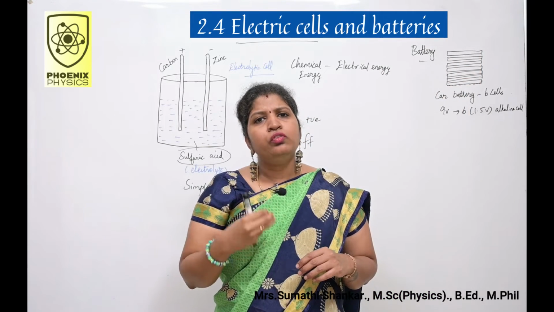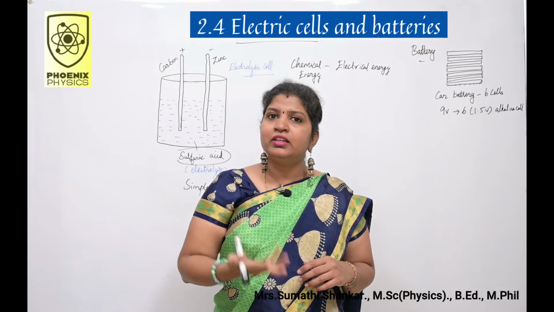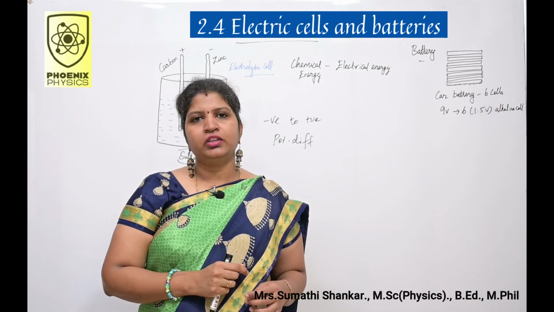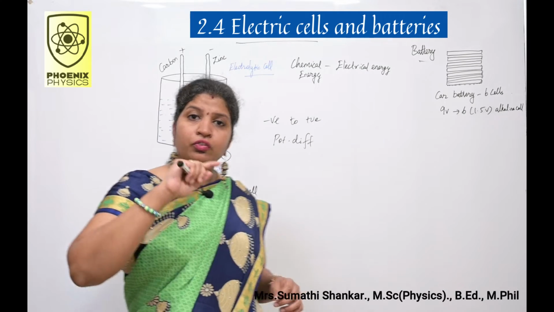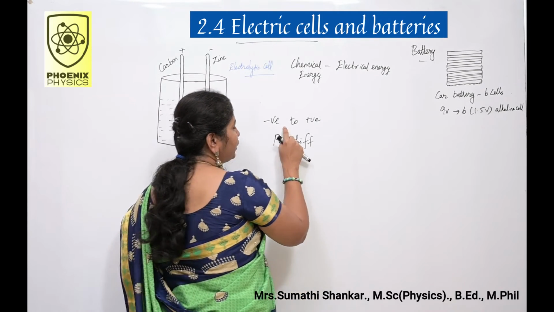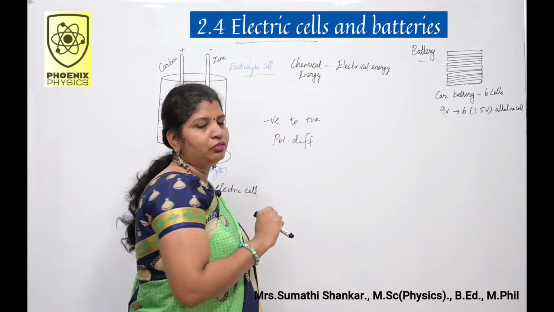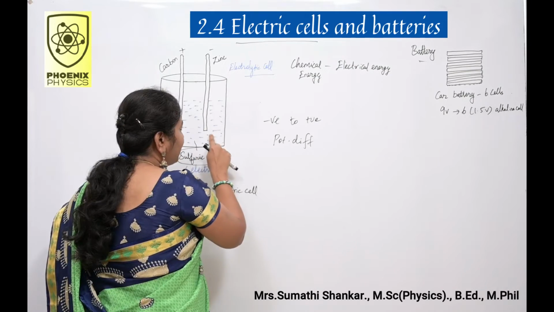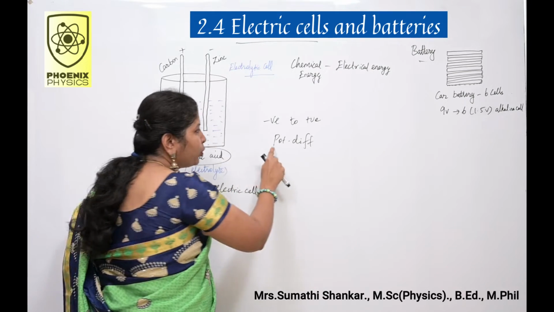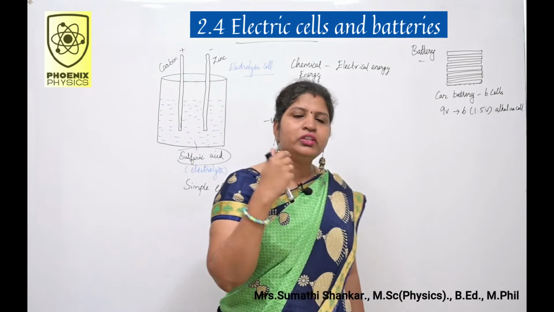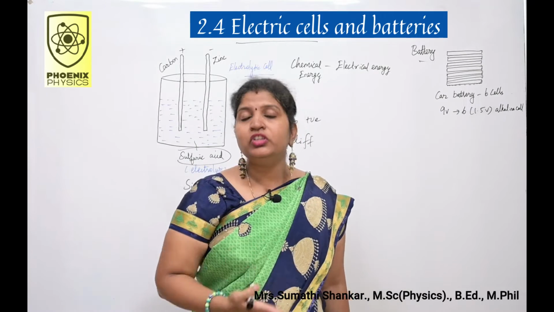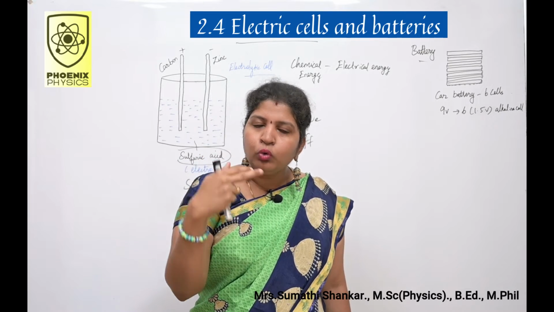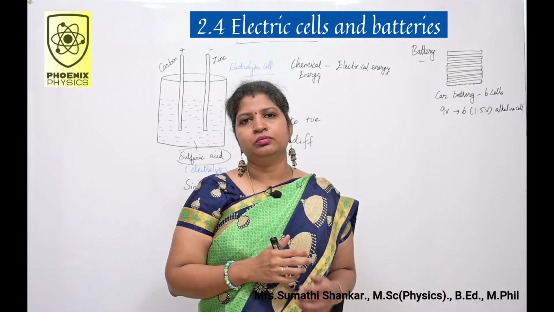Then why do we use a cell or battery in a circuit? When a battery or cell is connected to an electric circuit, electrons flow from the negative terminal of the battery to the positive terminal through the circuit. By using a chemical reaction, this battery produces a potential difference across its terminals. This potential difference provides energy to move the electrons through the circuit.